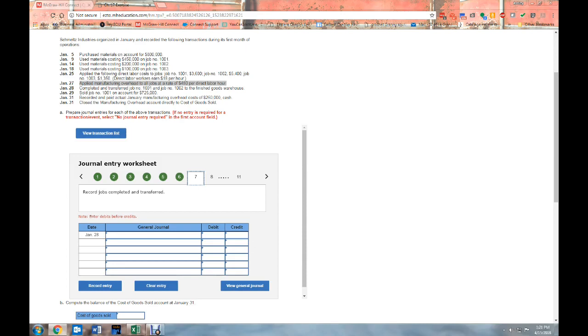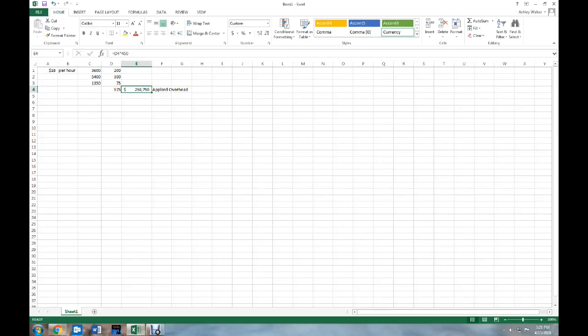So the last part, our January 28th, was going to complete and transfer job number 1001 and job number 1002 to the finished goods warehouse. Okay. So those costs that we put into work in process, those jobs are no longer being worked on, so we're going to move those costs into finished goods. Okay, so for 1001 and 1002, we need to know what their costs were. Make Excel just kind of my scratch paper here.